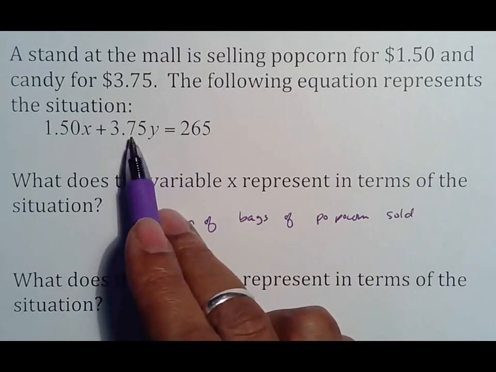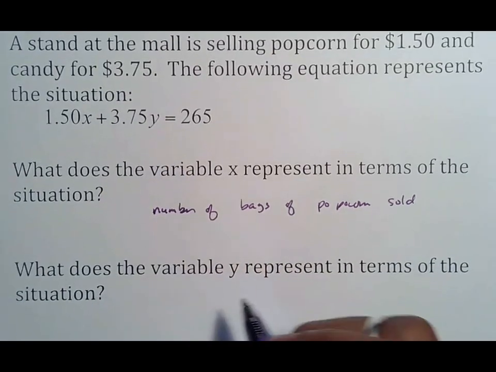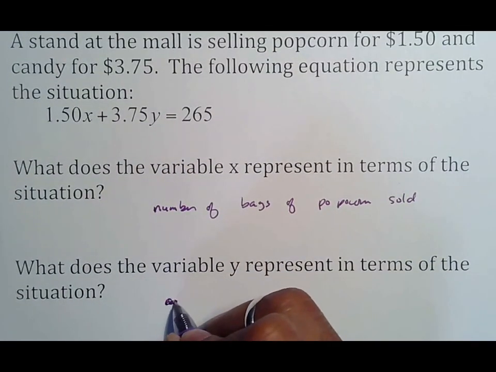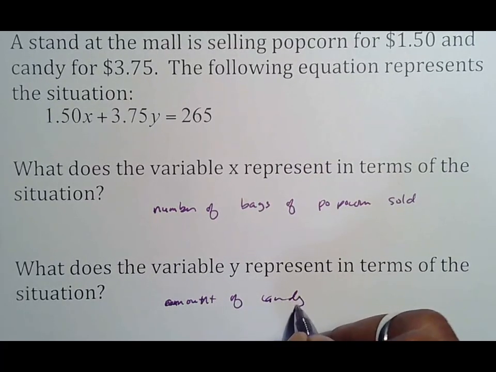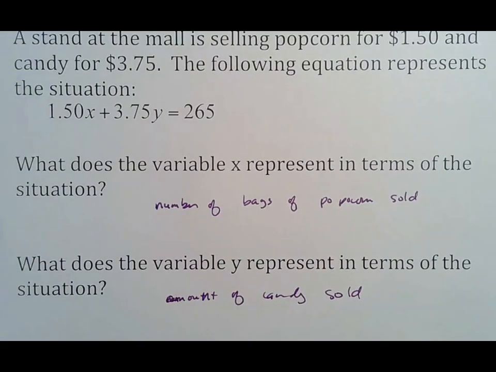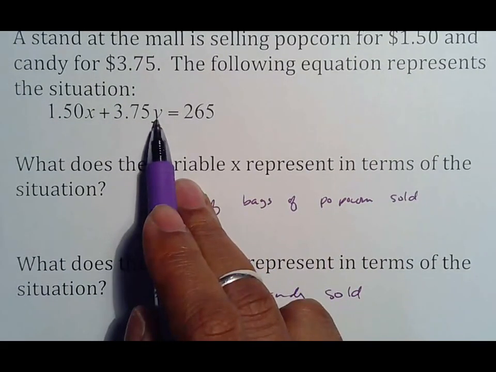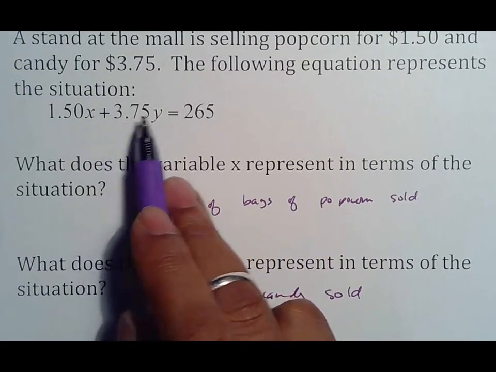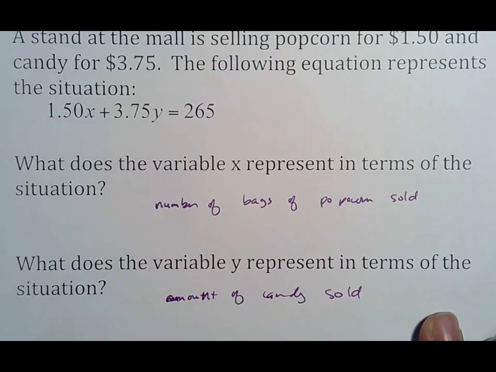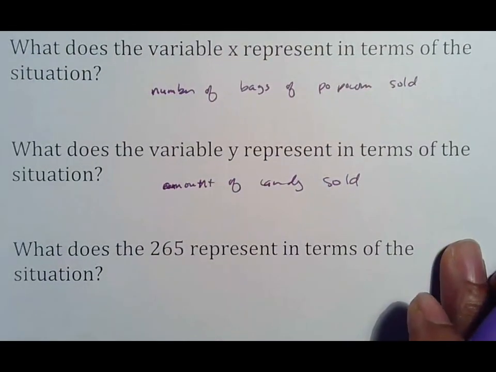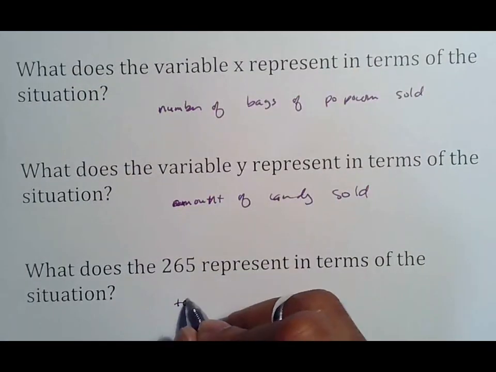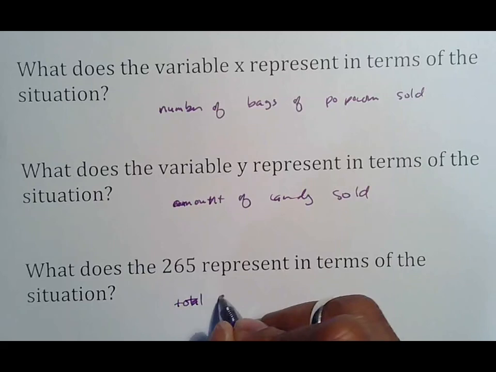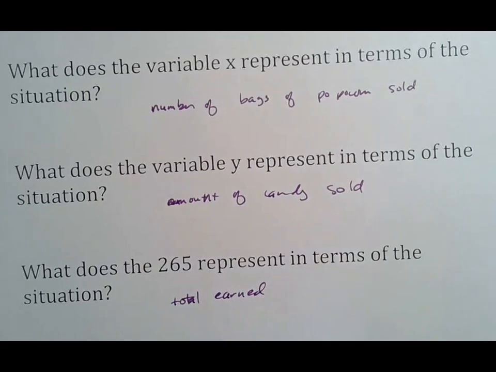Y, if $3.75 represents candy, then this would be amount, I guess, of candy sold, because if I only sold one piece of candy, I'd make $3.75. 10, I'd make $37.50, and so on. The $2.75, being the number over here, would obviously represent the total earned, and so that's what you're looking at there.